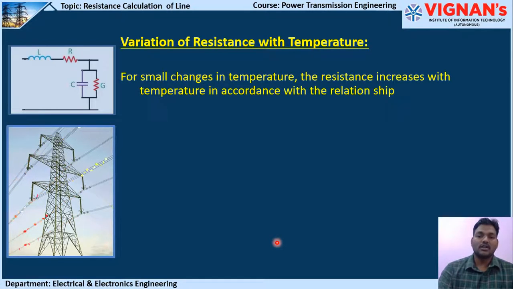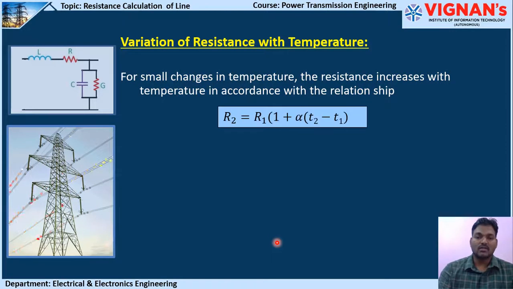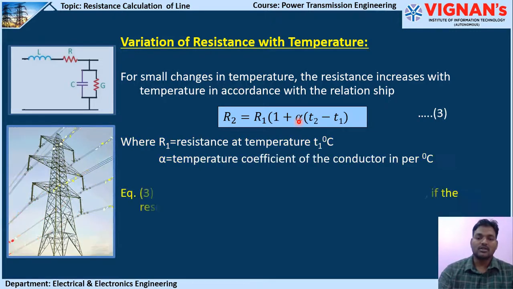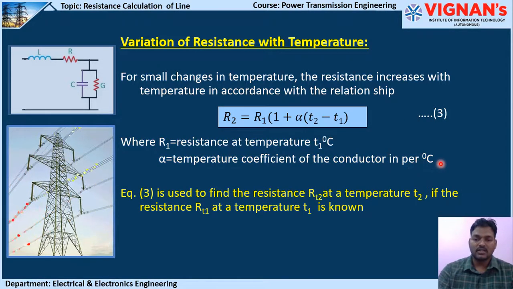Variation of resistance with temperature. For small changes in the temperature, the resistance of the conductor increases according to this equation. So R2 is equal to R1 into 1 plus alpha into T2 minus T1, where T2 is the temperature for the resistance R2, or you can call it R2 is the resistance at a temperature T2. Similarly, R1 is the resistance at a temperature T1, and alpha is called the temperature coefficient of the conductor, in per degree Celsius.